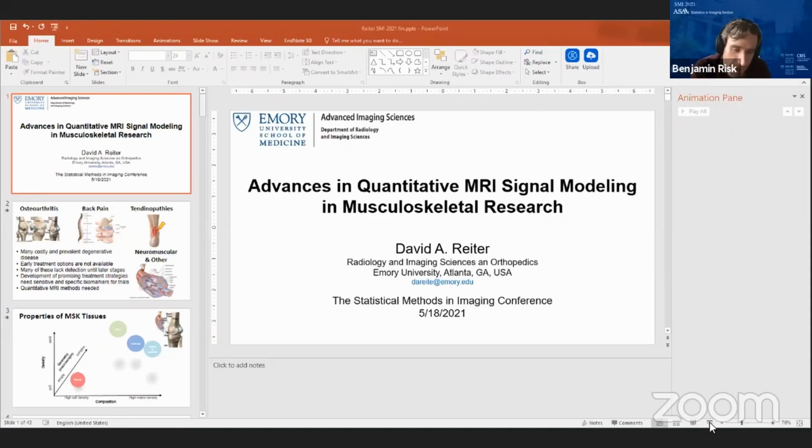So Dave Reiter, he'll be speaking on advances in quantitative MRI signal modeling and musculoskeletal research.